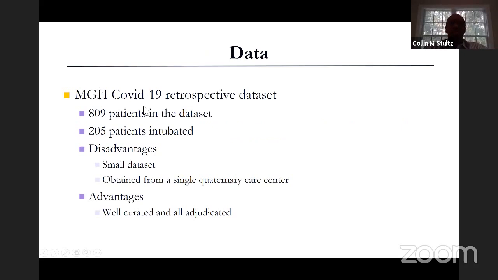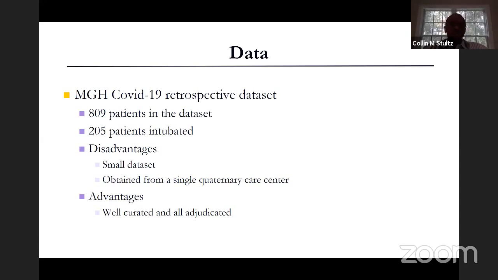Well, Mass General has a COVID-19 retrospective data set that is quite small. It's about 800 patients, about 200 of them became intubated. So there are disadvantages here. It's a small data set and it's obtained from a single quaternary center. An advantage, though, is that it's well curated and all events have been clearly adjudicated. What we found is that oftentimes when combining data for these sorts of questions from many different sources, how good the data are from different sources is not always clear. And it makes it very hard to train algorithms to answer clinically meaningful questions. So this data set we have to start from.